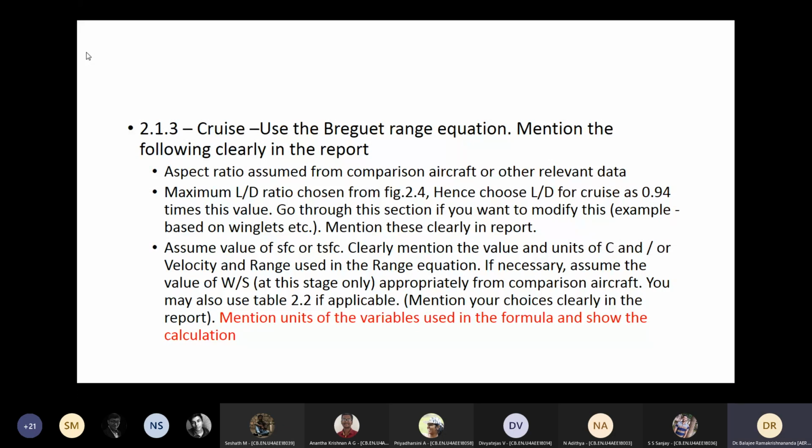So most important thing, mention the units of the variables you use in the formula and show the calculation for this. How you have calculated, you show this. This is important because this is where you may go wrong. If you go wrong in this, probably the entire design you may have to redo later, starting from this point. Okay. So please show these clearly. If possible, if you finish it before the presentation, then show this in the presentation itself.